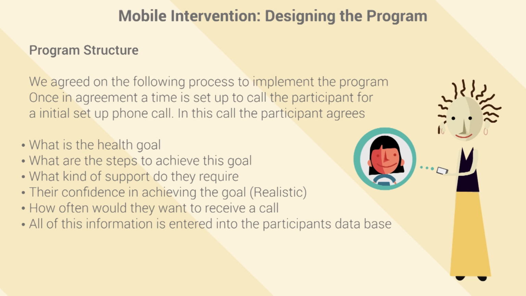We also gauge the confidence in achieving the goal. Once again, it's easy to set a goal, but unless you feel some level of confidence that you can achieve it, it can be very demotivating, not motivating. And then we had an agreement. How often would people like to call us? Once a day, once a week, once a month? That agreement came from the participant, the resident. And then once again, we took all of that information and entered it into our database. And so that's how the program started.